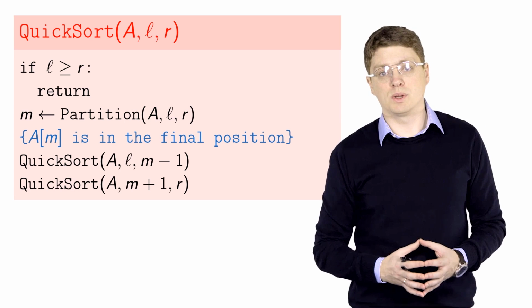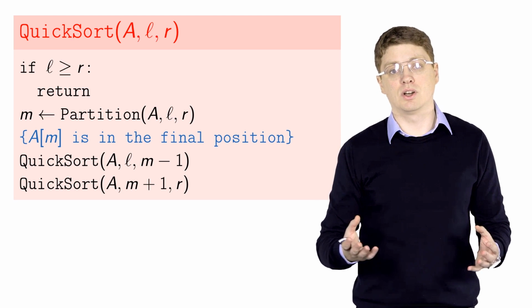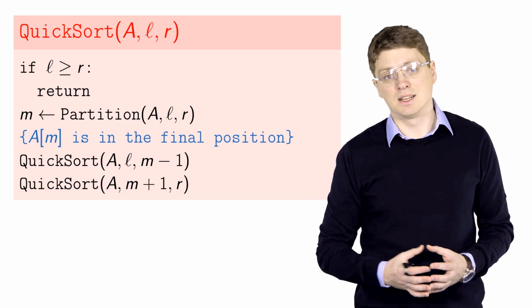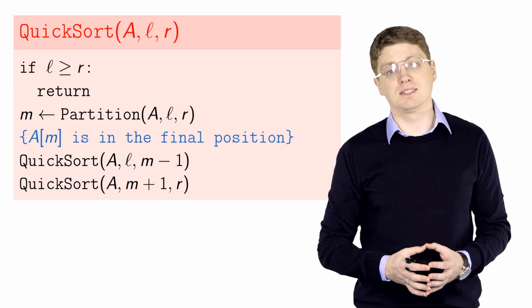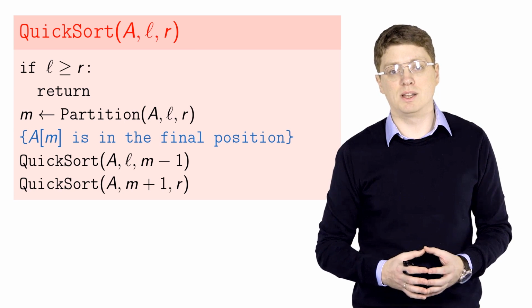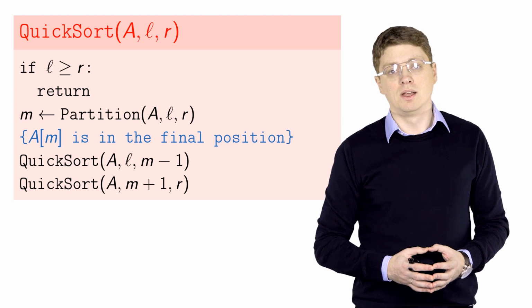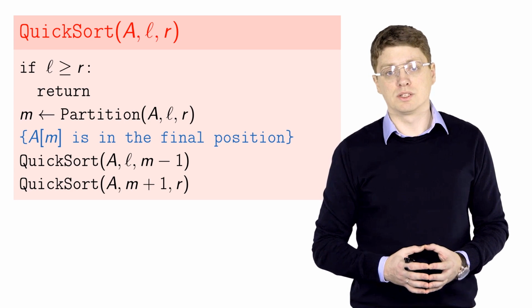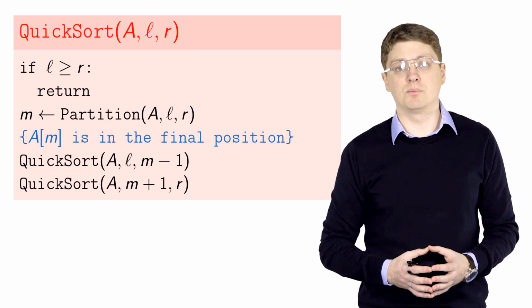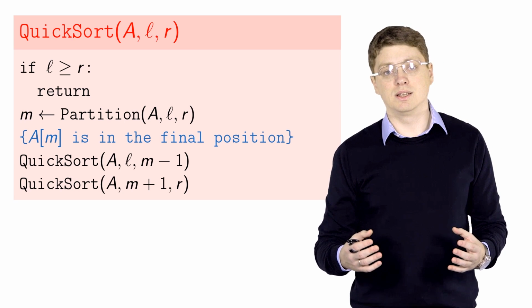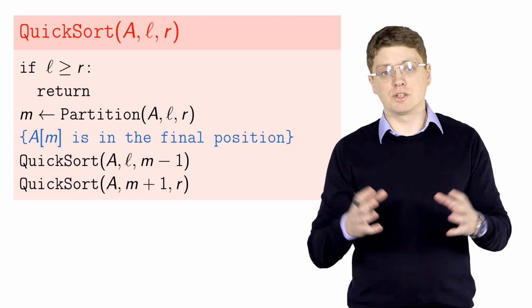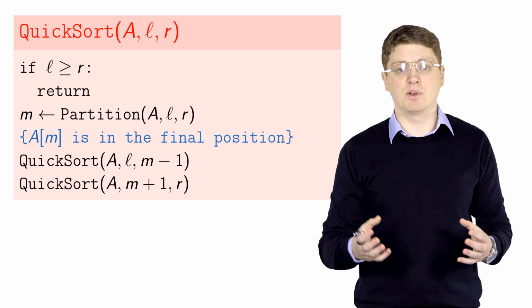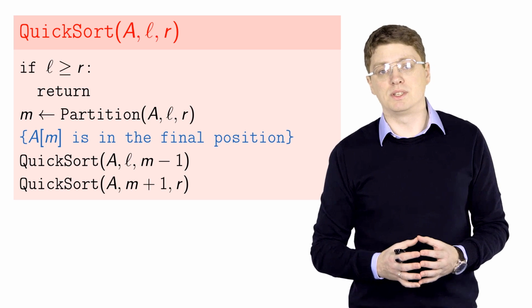We first check whether L is at least R. If yes, then this means that the corresponding subarray contains at most one element, and this in turn means that nothing needs to be done, so we just return. Otherwise, we call the partition procedure with the same parameters. It returns an index M between L and R.